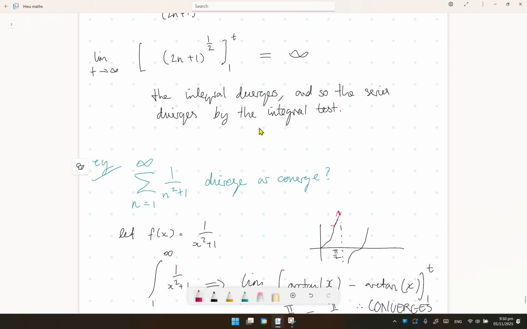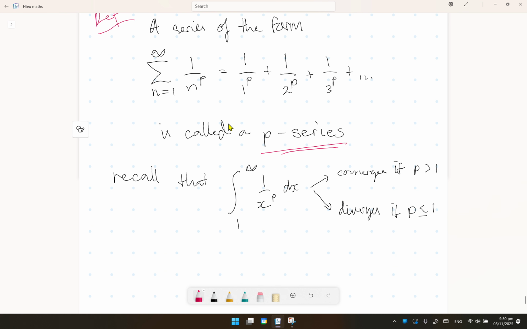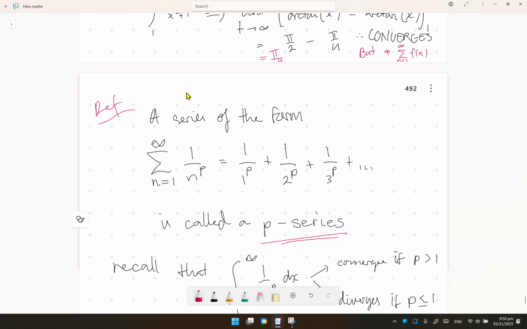And so that's a really important test that we can use. And a kind of series that we're going to be using a lot is something called a p-series. It's just in this form, where it's a sum of the function 1 over n to the p. So 1 over 1 to the p, 1 over 2 to the p, 1 over 3 to the p. If p is 2, it's 1 over 1 squared plus 1 over 2 squared plus 1 over 3 squared. And it's a tricky circumstance because it's not geometric.